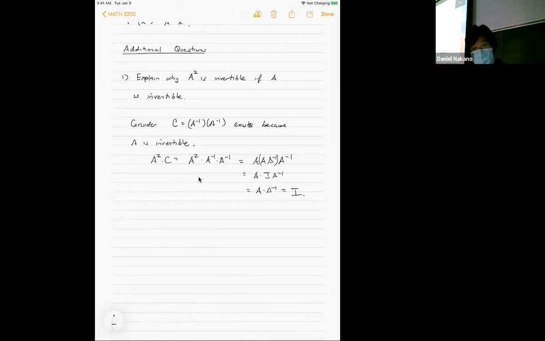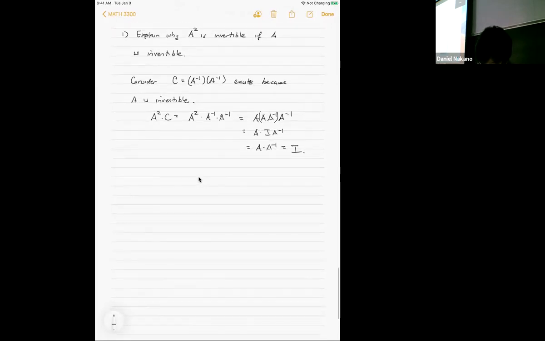Okay, so A squared times C is the identity. And then you could just do the same thing. So C times A squared. So let me do similarly. This is also the identity too. All right. So I have a matrix such that the product times A squared is the identity on both sides. So that means that A squared is invertible.